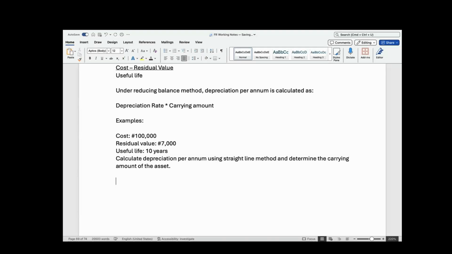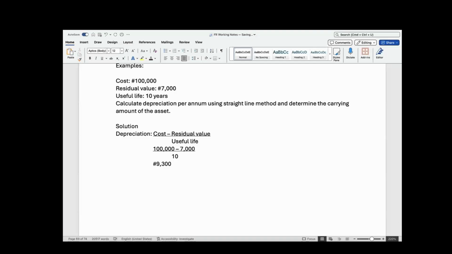You know that to solve this, your depreciation using the straight line method is cost minus residual value, divided by the useful life of the asset. The cost is 100,000, the residual value is 7,000, and the useful life of the asset is 10 years. The depreciation per annum simply gives me 9,300, right?